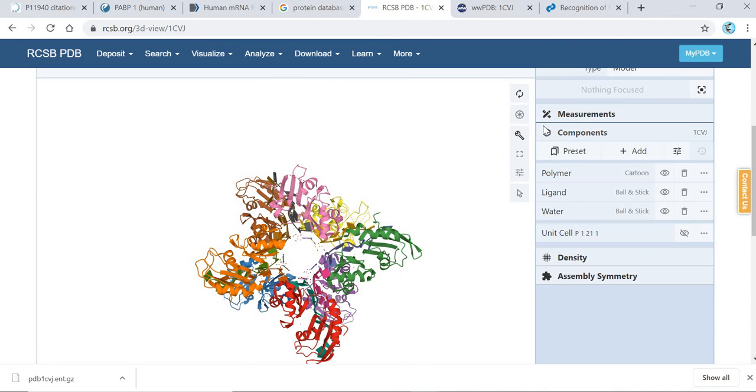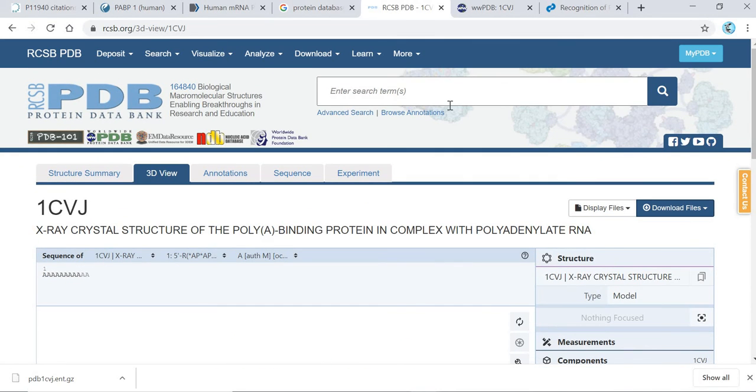Okay, so this is the RCSB Protein Data Bank database. Here you can download the 3D structure, the crystal structures that are published.